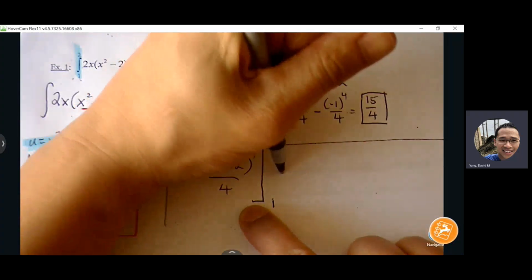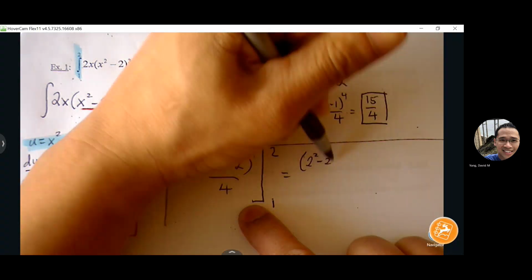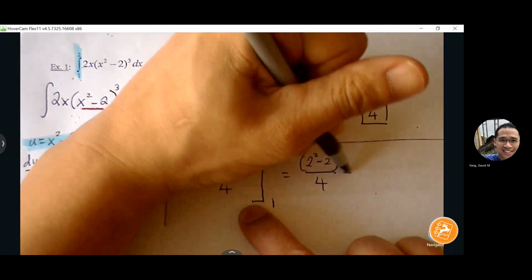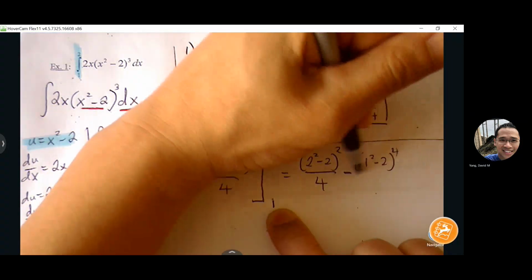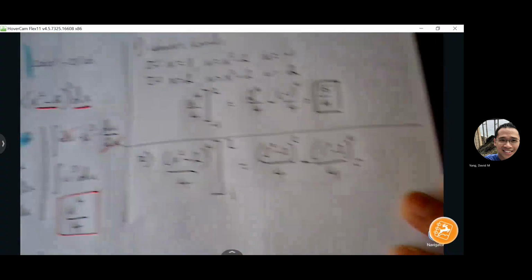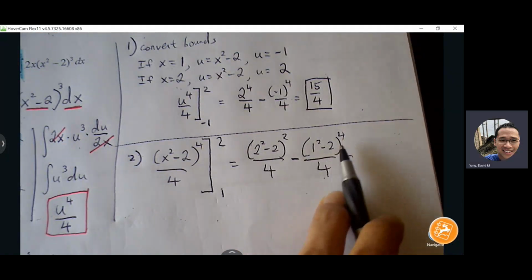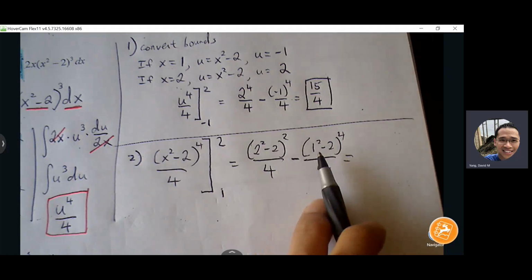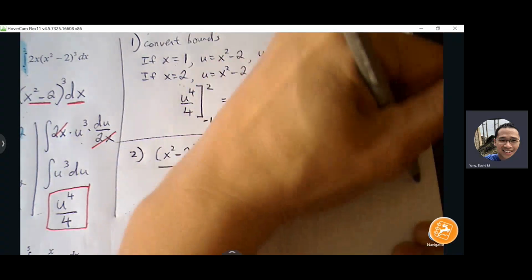Okay, so upper bound first. Then lower bound. Okay, so 4 minus 2 is 2, to the 4th is 16. 1 minus 2 is negative 1 to the 4th is 1. So 16 minus 1 is 15. We get this same answer. Okay.